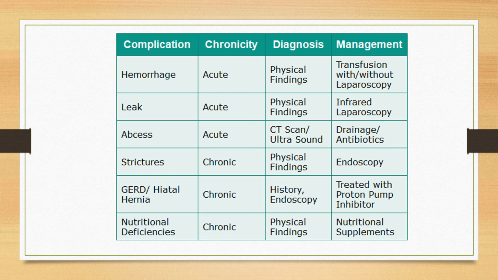Gastroesophageal reflux disease can occur, right? And patients often need a proton pump inhibitor because of the GERD symptoms that they develop. Nutritional deficiencies can occur, and these are more chronic symptoms now. So strictures, GERD, nutritional deficiencies can occur.